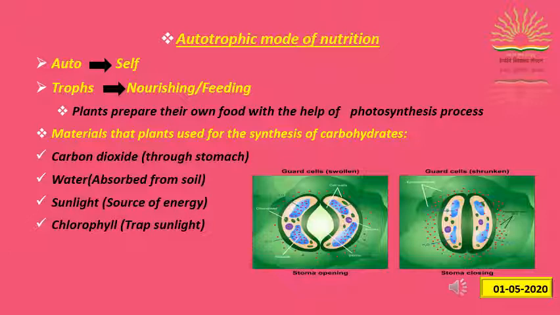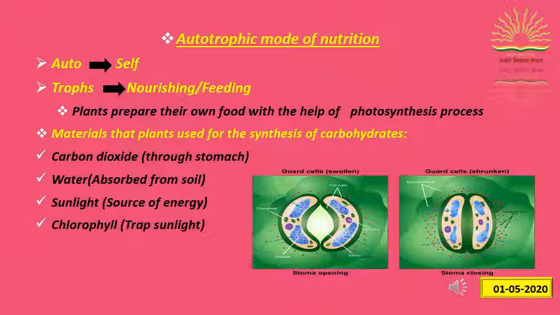Next ingredient required by the plant for photosynthesis is water. It is absorbed by the plant from soil through root hair. Now carbon dioxide and water combine to form carbohydrate. We know that every process requires energy and for this process the source of energy is sunlight.